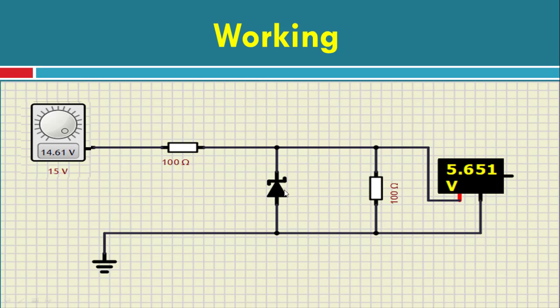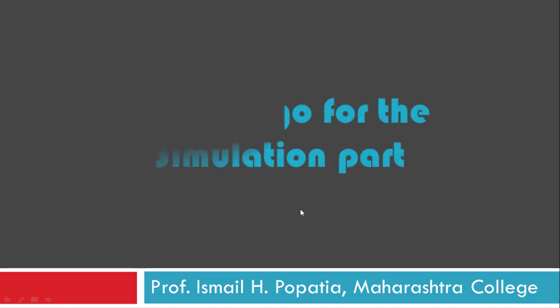This Zener diode has a sharp breakdown voltage, so this voltage won't go beyond 5.6. Because this load resistor is connected across it, and both are in parallel, whatever voltage we get across this Zener diode, we get across this load resistor. So the voltage at the load remains constant irrespective of whatever voltage we are getting here. That's all for the explanation part. Now let's go for the simulation part.